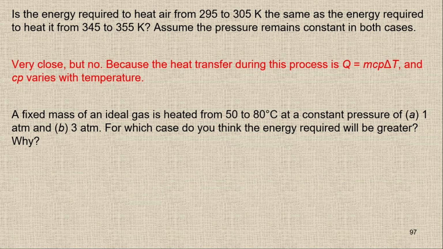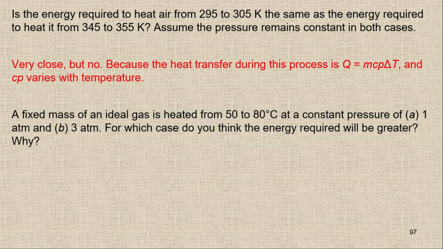So the next part, if you can see: a fixed mass of an ideal gas is heated from 50 to 80 degrees Celsius at a constant pressure, and we have two different cases. One is 1 atmosphere and the second one is 3 atmosphere. So we have two different pressures. Now, for which case do you think that the energy required will be greater and why?